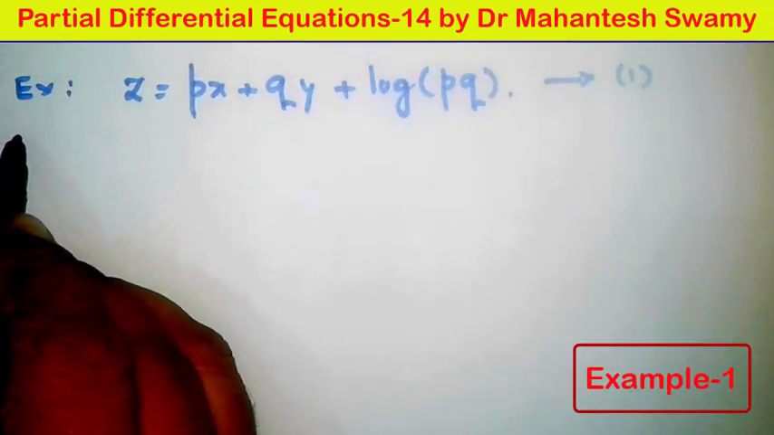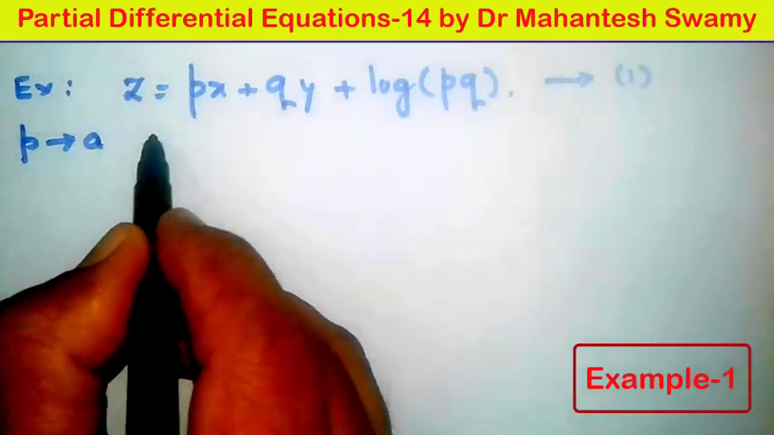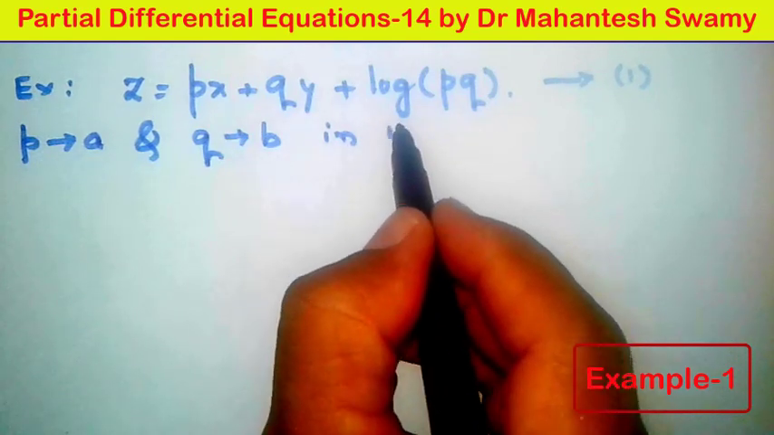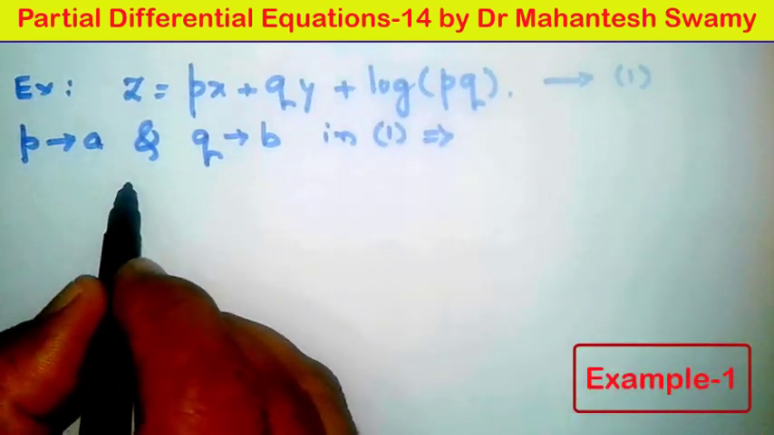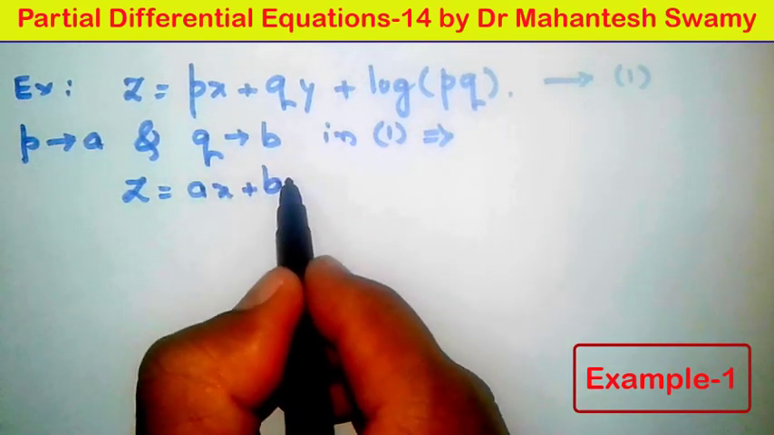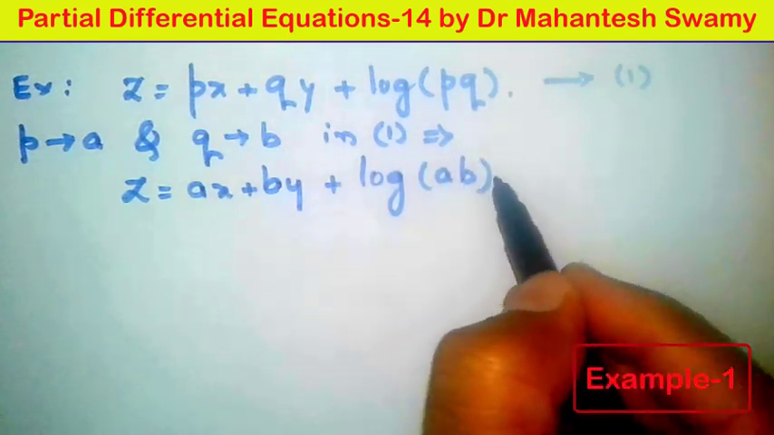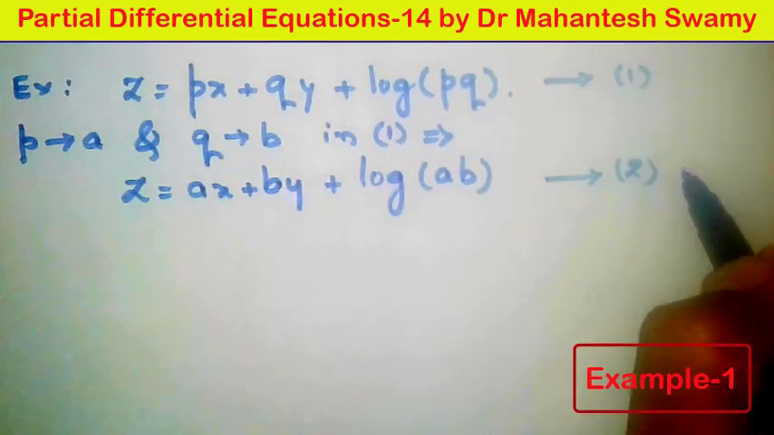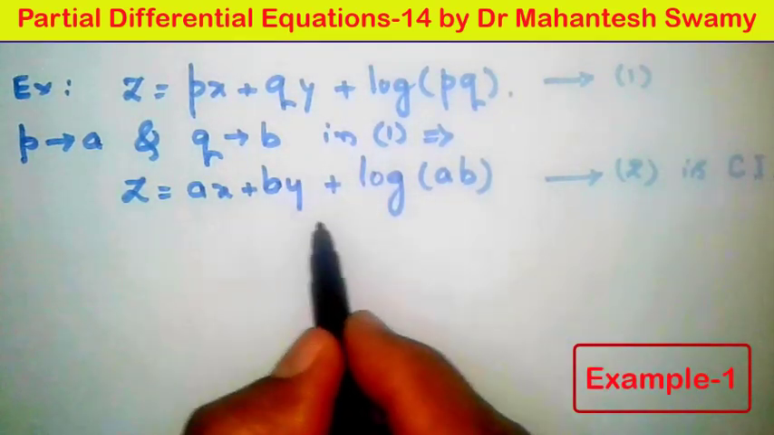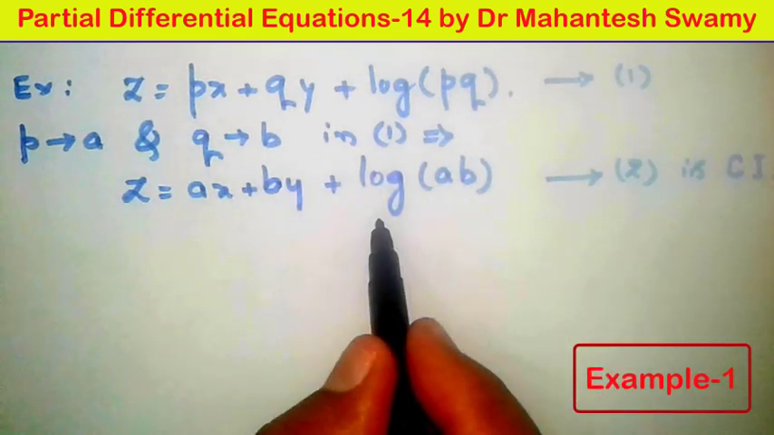Now finding the complete integral is very simple. I have already told you what should be done. Replace p by a and q by b in 1. That implies z equal to ax plus by plus log of ab, call it equation number 2, is the complete integral, the CI. So if it is asked to find only the complete integral, it will be asked for 2 marks, then we have to do this much of work.